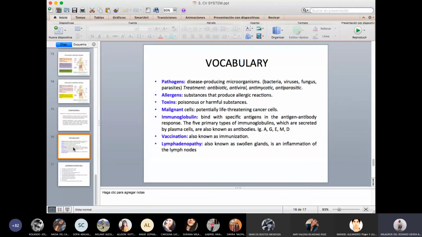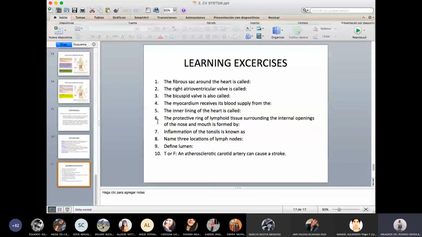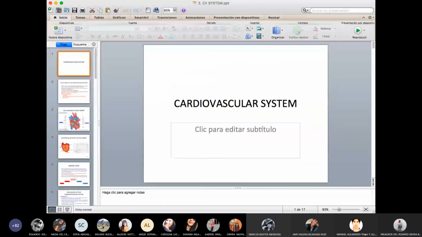And that's it. Some vocabulary mostly related to the immune system: pathogens, allergens, toxins, malignant cells, the immunoglobulins that you already know, vaccinations, and lymphadenopathy. And you have questions that you can try to do because some of them can be in the test. And that's it. Nothing else. Do you have any questions? No?